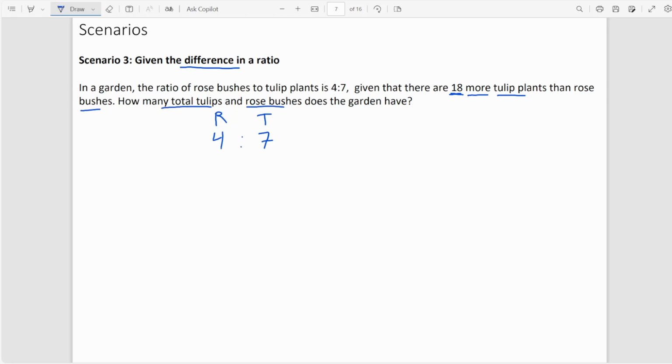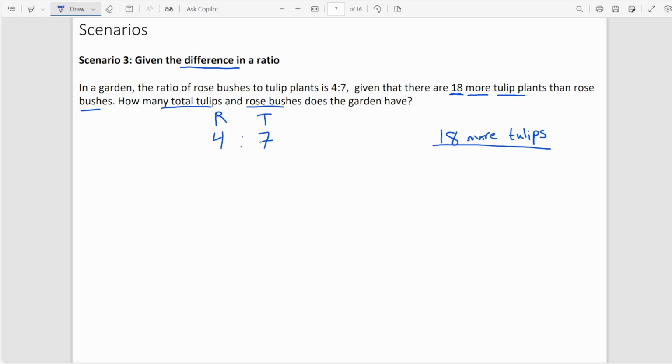garden have? Okay, so in this case, we know the difference. We know there are 18 more tulips than rose bushes. Now, don't forget, the end aim is to always find how much one part represents, and then I can solve my problem, okay? So now we know that there are 18 more tulips. Now let's take a look here. We have 4 to 7.